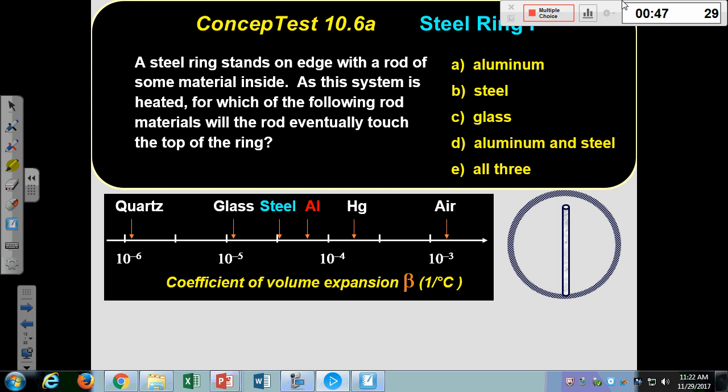Y'all are awesome. Ask your neighbor if you're not sure. Think about their coefficients of linear expansion and how they're different. And what must the material of the rod do? Must it have a bigger or a smaller coefficient of linear expansion in order to touch the ring? If it's bigger, then it's aluminum. If it's smaller, it's going to be glass. Or if it could be the same, then it could just be steel.